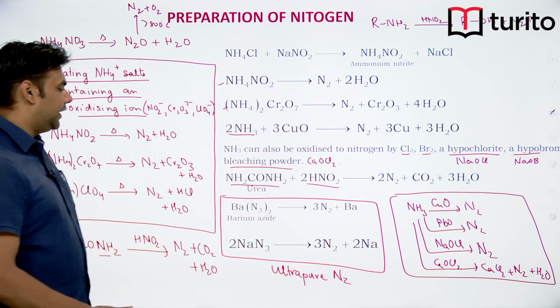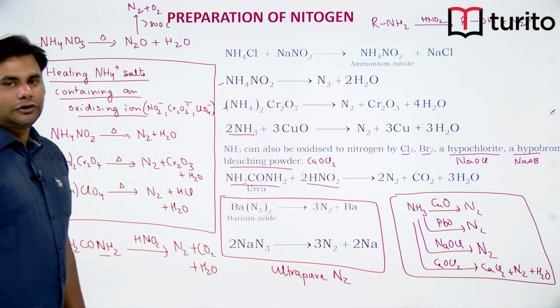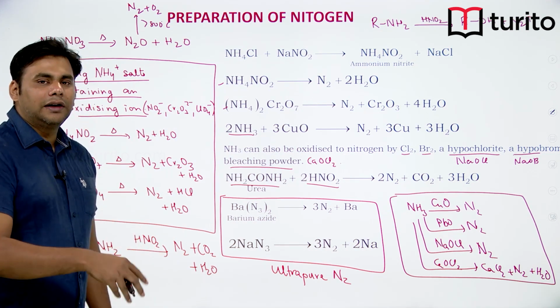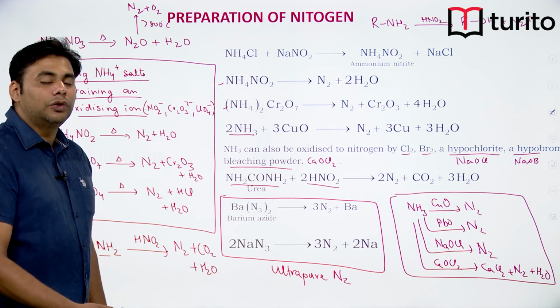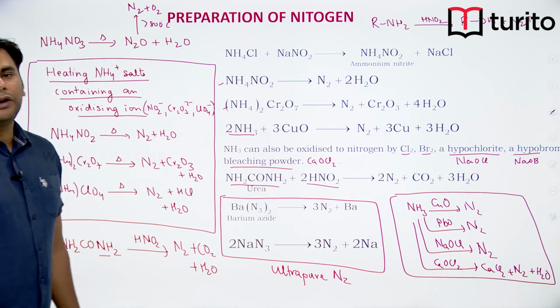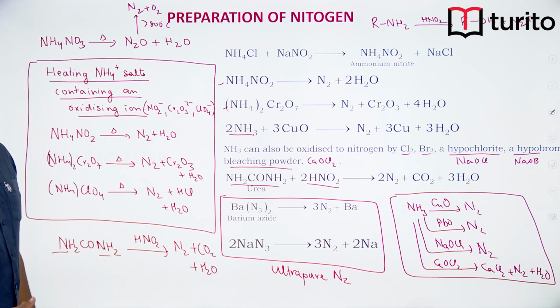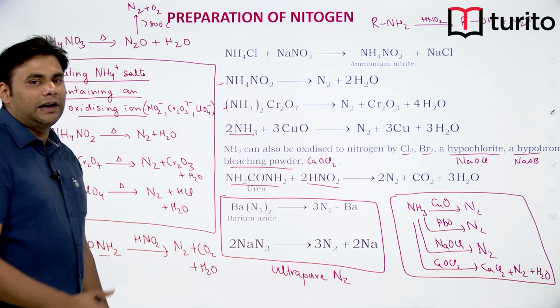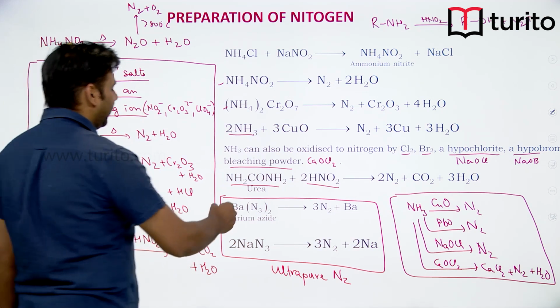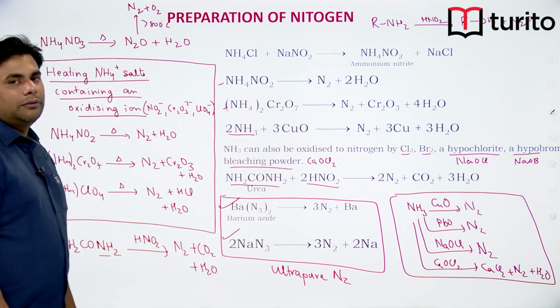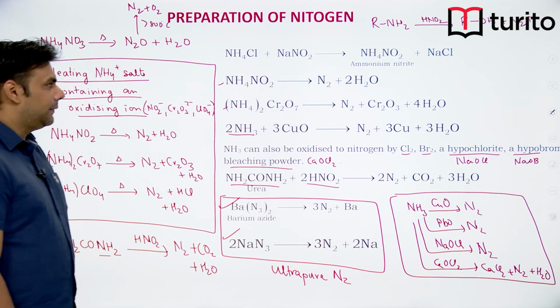So when you heat barium azide or sodium azide in a test tube, the sodium and the barium metal remain in the test tube, whereas only N2 gas is evolved, so we are getting only one gas. And there is no moisture also, there is no water coming along with it, so the N2 obtained is ultra pure. So ultra pure nitrogen is prepared by heating sodium azide or barium azide.